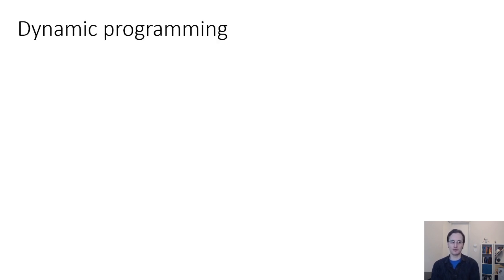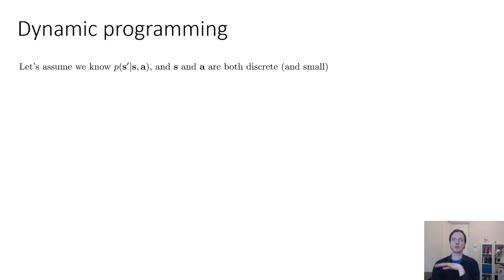One way to evaluate V pi of S, in order to then estimate these advantages for policy iteration, is to use dynamic programming. So for now, let's assume that we know P of S prime given S,A. Let's assume that we know the transition probabilities. And furthermore, let's assume that both S and A are small and discrete. So this is kind of the known dynamics setting. This is not the setting we usually operate in model-free RL, but we'll assume that's our setting for now, just so that we can derive the simple dynamic programming algorithm and then turn it into a model-free algorithm later.